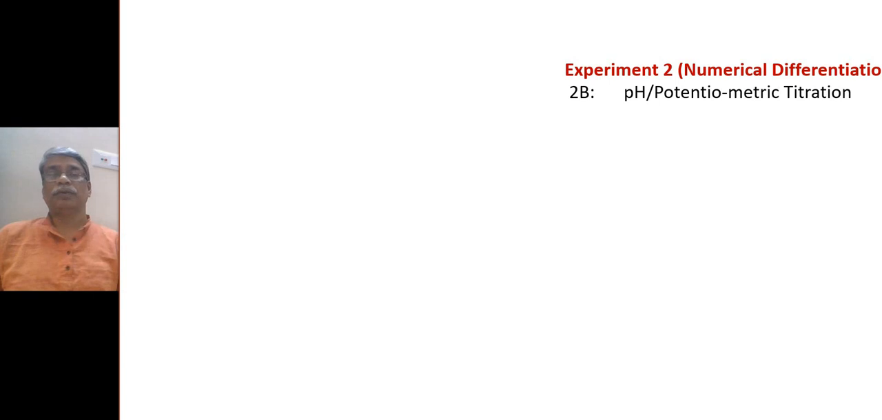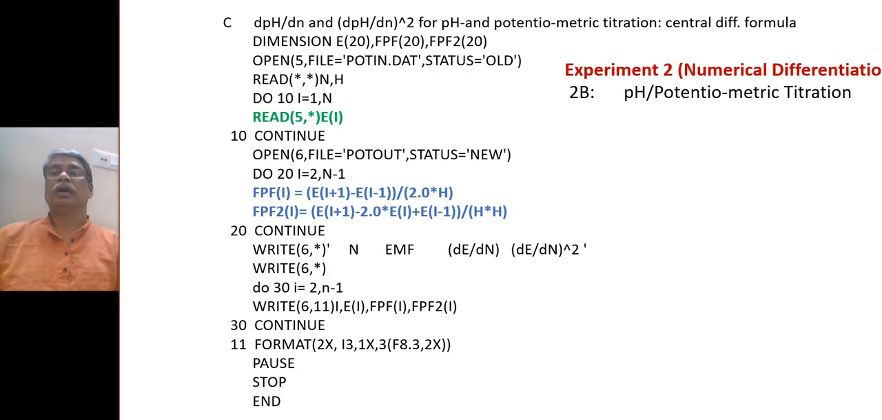Now we are switching over to experiment 2B, pH or potentiometric titration. How can we evaluate the required values? Let us see the program first. It is mentioned that it covers the derivative and the second derivative as well. So here we will be using both the first derivative and second derivative formulas.